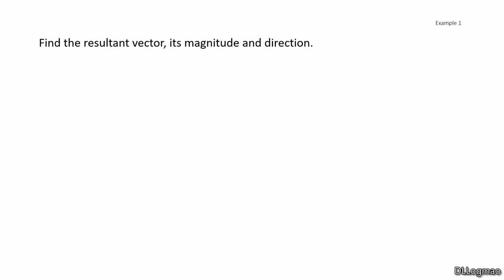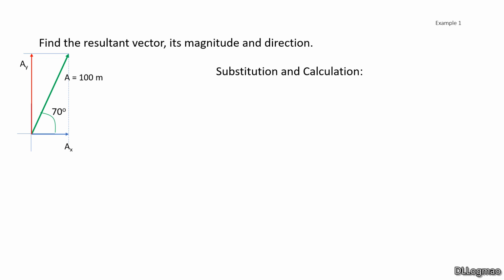Continuing with the problem, the components of vector A, A sub x and A sub y. Substitute and calculate A sub x, which is equal to 100 meters times cosine 70 degrees. The value of cosine 70 degrees is 0.342. Thus, A sub x is equal to 34.2.